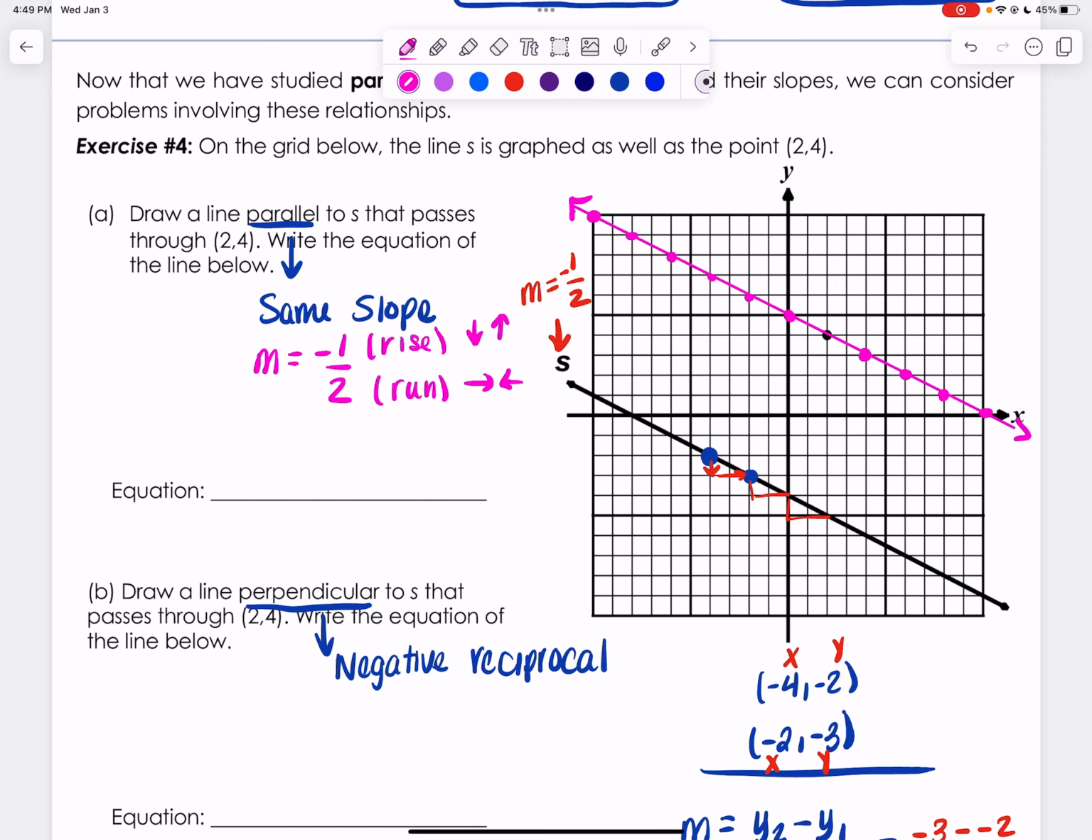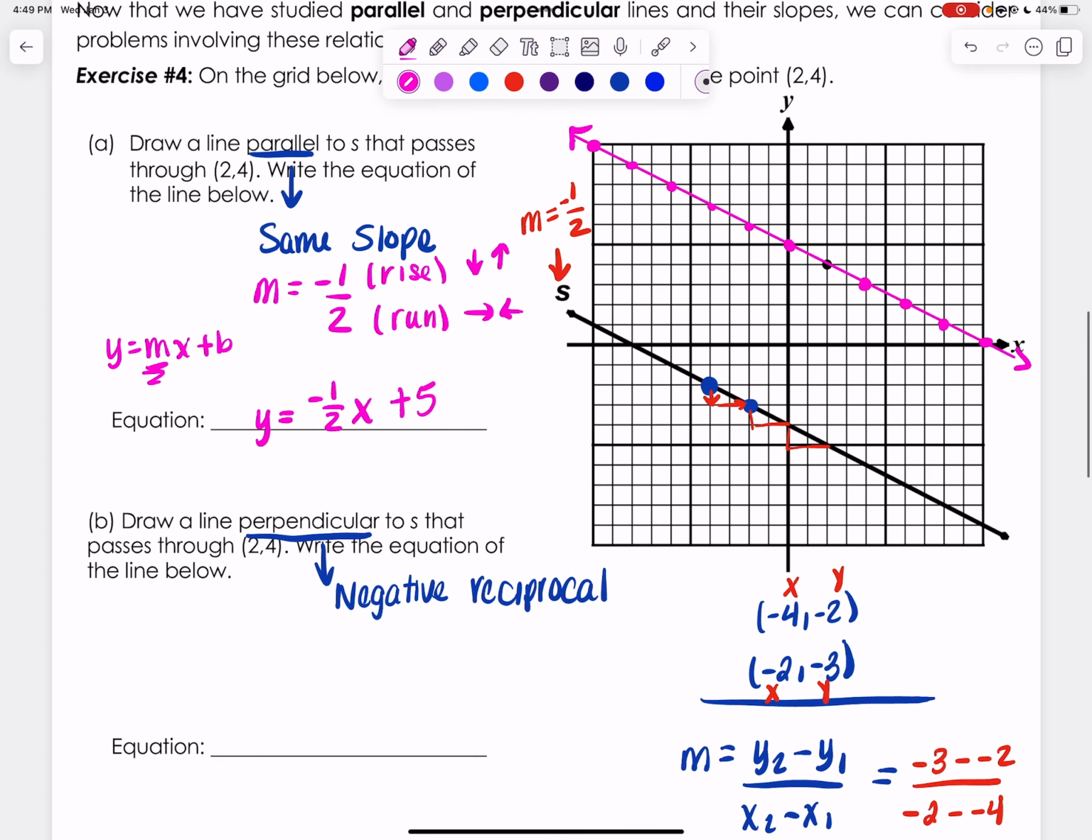Now, we want to write the equation of that pink line. It's not that bad, because we know y is equal to mx plus b. We know what our slope is. Our slope is that negative 1/2. Now we just need to figure out our y-intercept. If we look at our graph, our y-intercept would be right here, which is the point 1, 2, 3, 4, 5. So my equation of that pink line is y equals negative 1/2 x plus 5.